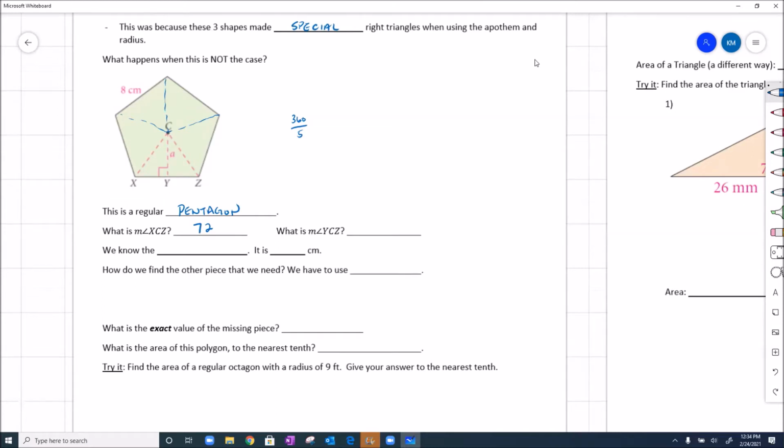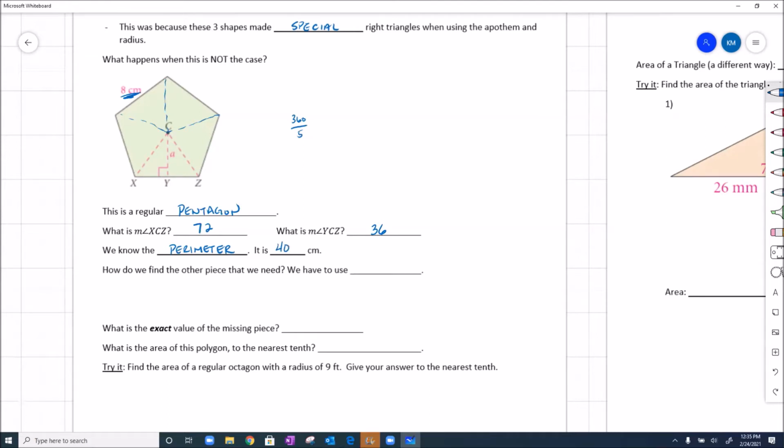Remember, that's not really what we're looking for. As we use our triangle, we're more looking for YCZ, which should be half of 72, which is 36. We can find the perimeter already, right? Because it's a regular pentagon, all the sides are the same, and they told us that one side is 8 centimeters. Then we can find the perimeter by saying 8 times 5, which is 40.